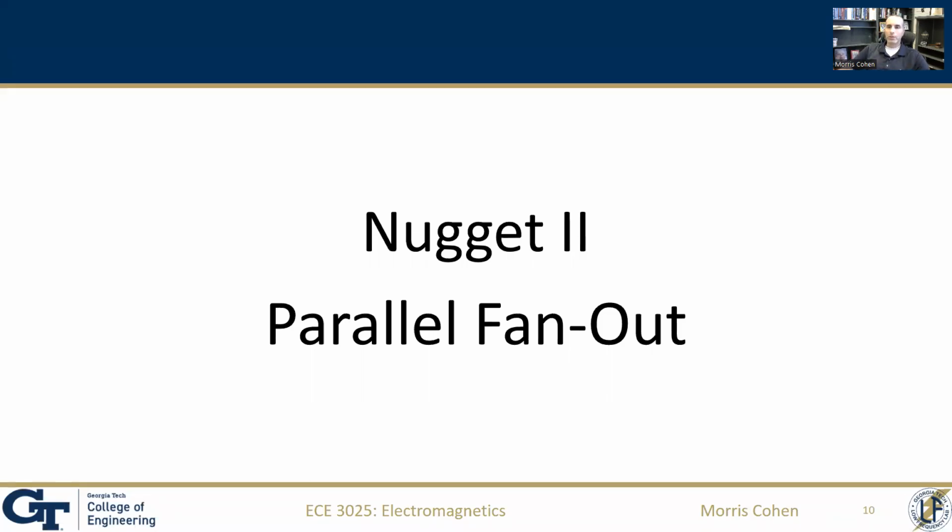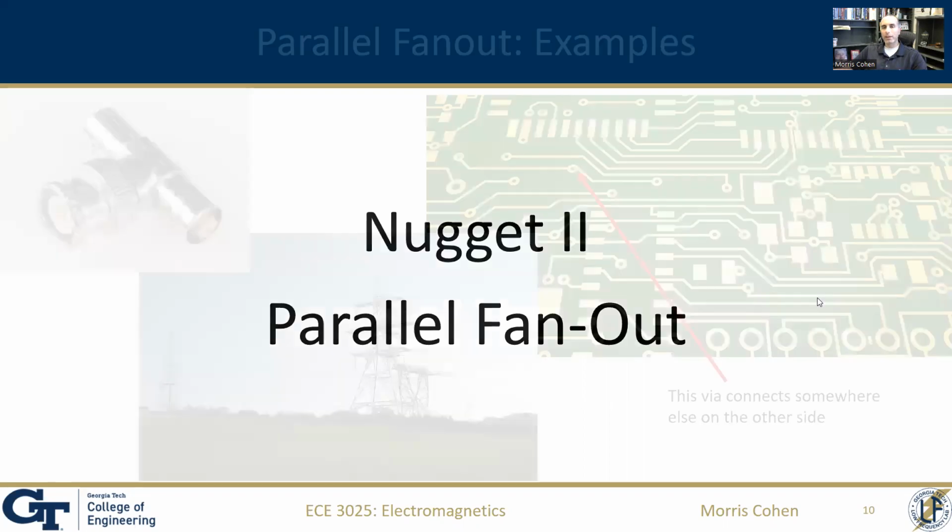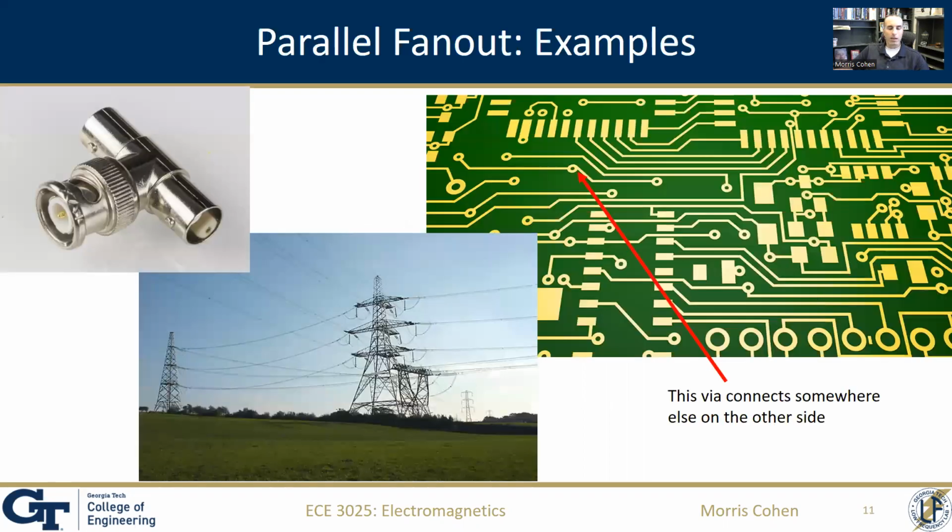Okay, so in this next video right here, we're going to consider fan out. Fan out is when a single transmission line divides into two. And the first type, which is the more common type, is called a parallel fan out. Now, a parallel fan out is very common on circuit boards or integrated circuits. It also happens in the power grid where you can have one feed line divide into two. And so we have to be ready to treat this.